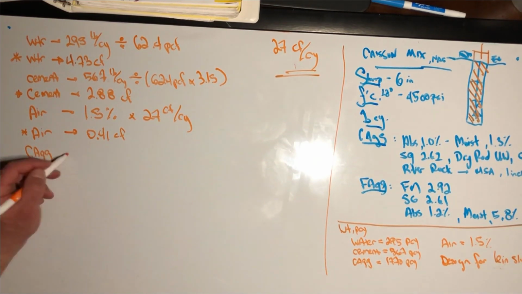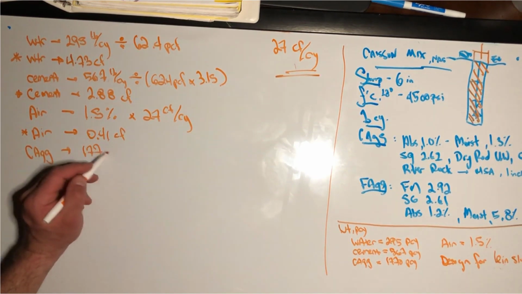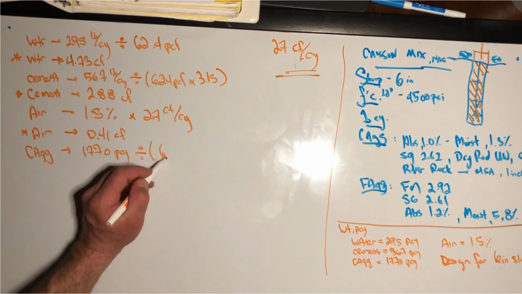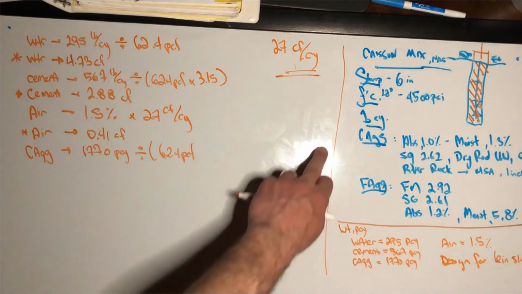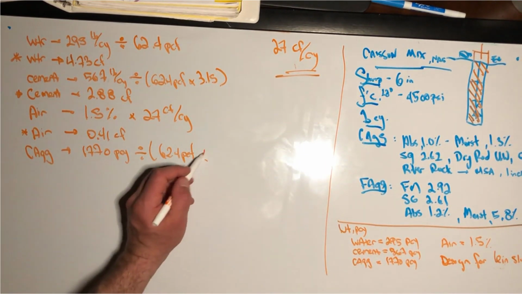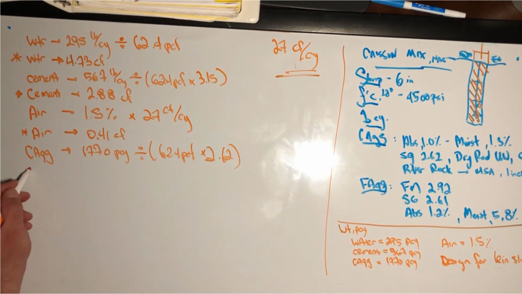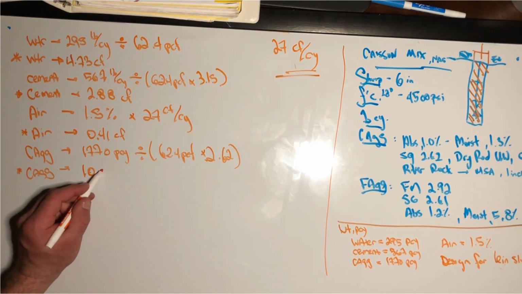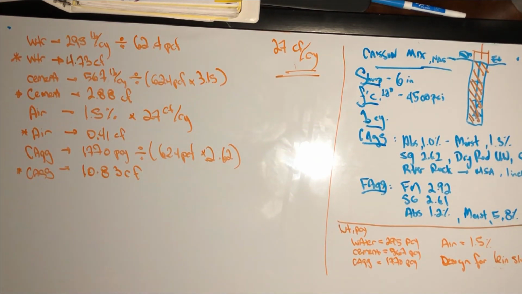Okay, so then we go to our coarse aggregate. We're almost done here, folks. And we had 770 pounds per cubic yard, and of course I'm going to divide that again. And this time I've got to use the specific gravity for my coarse aggregate, which was 2.62. And in doing so, that gives you 10.83 cubic feet. And I'm going to rewrite that right now.